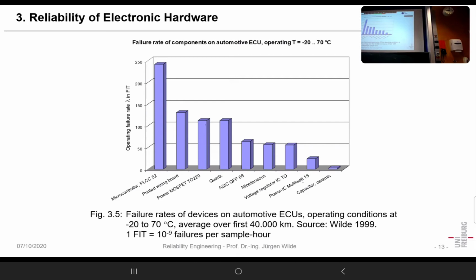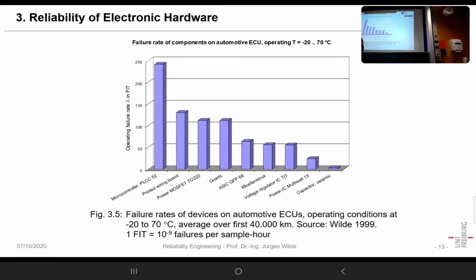So FIT is not an absolute value, but it's something like a probability per time. That is really important. FIT is probability per time, and not absolute values per time. So it's a really low value, but in fact we have devices. We can see several FIT.